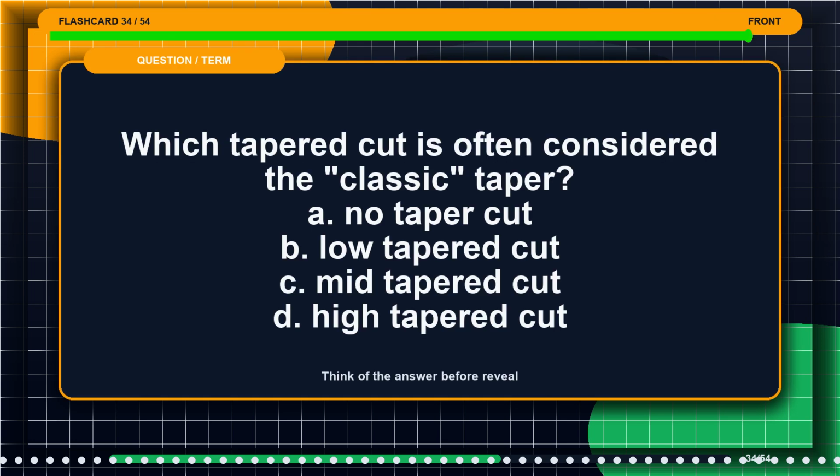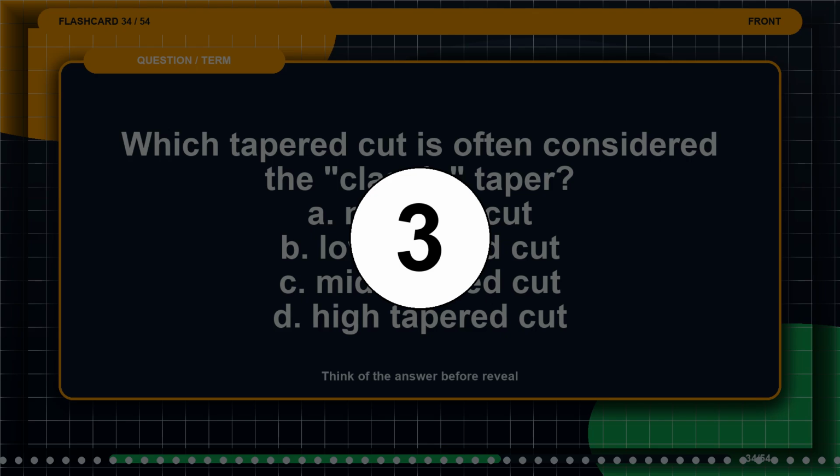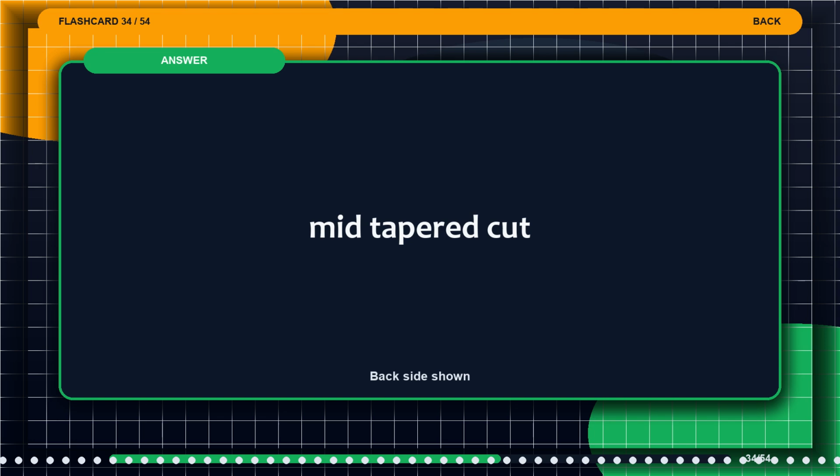Flashcard 34. Which tapered cut is often considered the classic taper? A, no taper cut; B, low tapered cut; C, mid tapered cut; D, high tapered cut. Pause and think of the answer before the reveal. The answer is mid tapered cut.